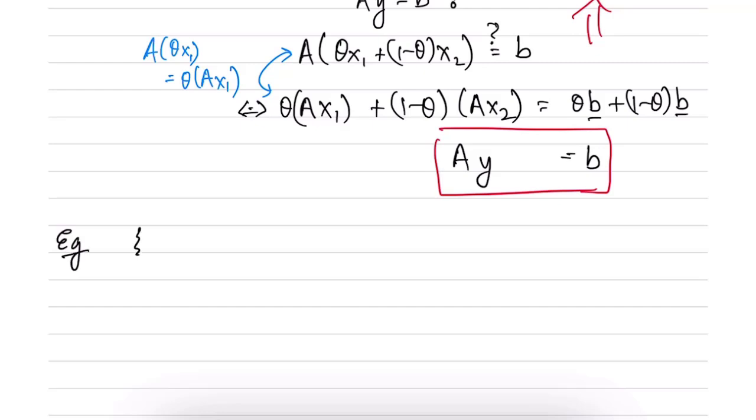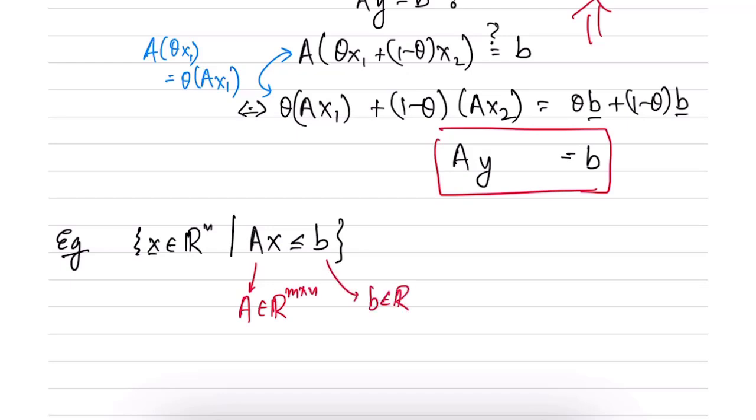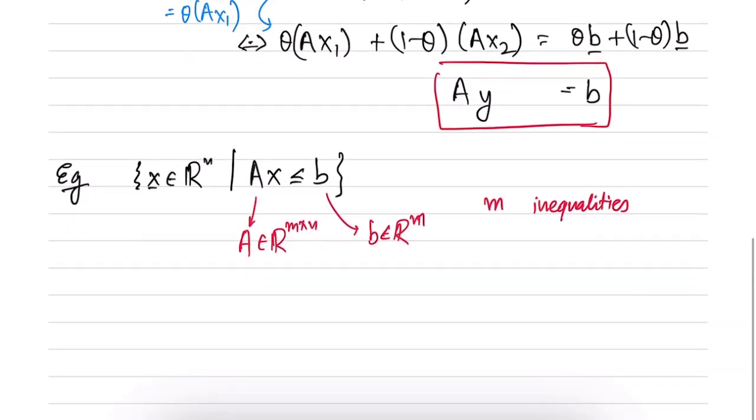Let's look at the example, the set of all x in Rn such that ax is less than equal to b. I hope everyone is familiar with this notation. This is just a bunch of inequalities. So as I said earlier, this A is a matrix. A is in Rm cross n and b is in Rm. So these are m inequalities. We have already looked at this kind of series of inequalities, all expressed in this compact notation, when we were discussing linear programming.